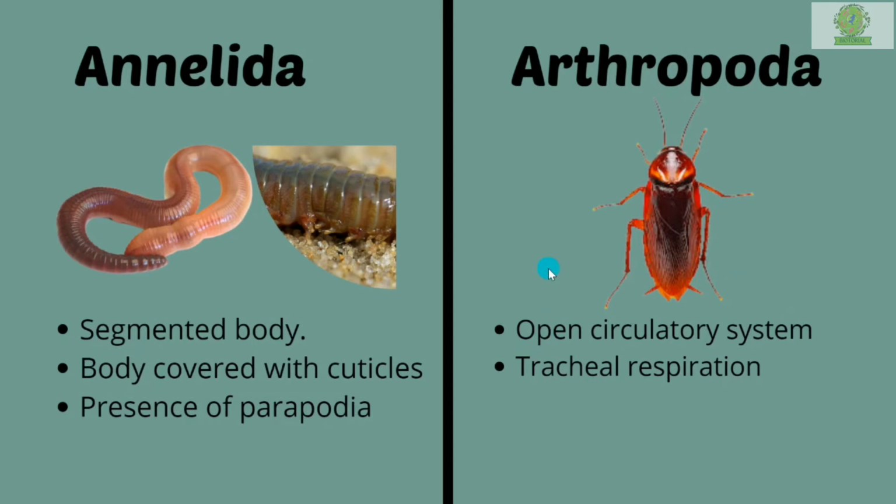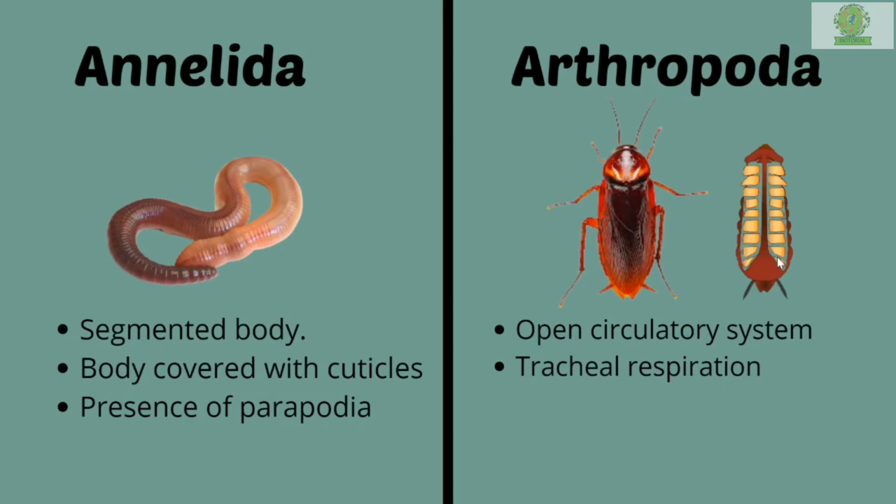And they respire using the tracheal respiration system. Now what is tracheal respiration? Here we see that this is the body of a cockroach, and these yellow color tubes are present over here. The air enters inside these tubes and diffusion takes place, and this is how respiration takes place, and this is known as tracheal respiration.